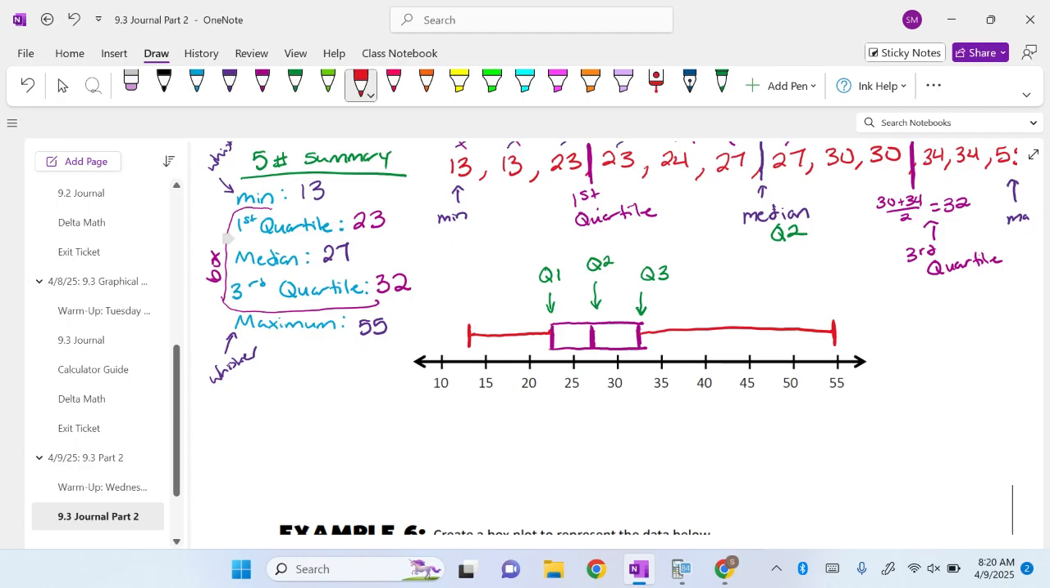It's okay. We don't have to do that right now. That'll be part of tomorrow's lesson anyway. For right now, though, you do need to know how to at least make the box plot. So this is your minimum. This is your max. Any questions on actually making the box plot?